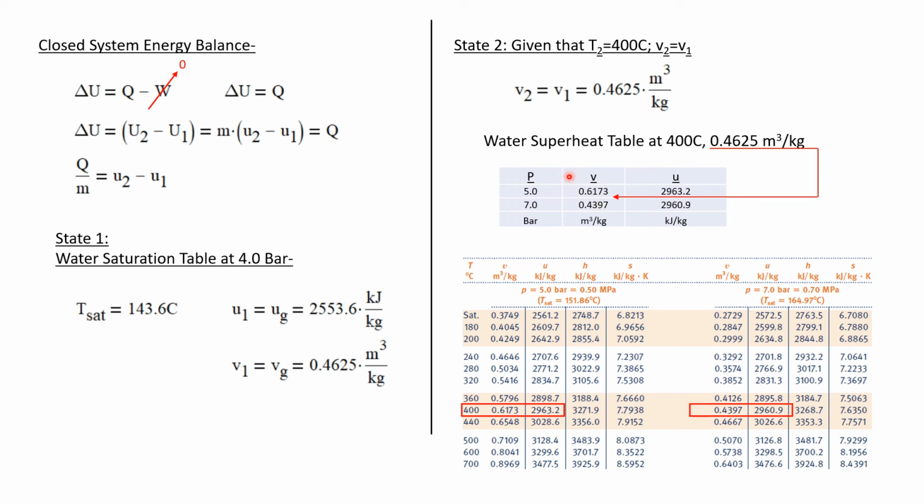And I've rewritten that here. So at the pressure of 5 bar, I have a specific volume of 0.6173, and at a pressure of 7 bar, I have a specific volume of 0.4397. And we're looking for something in between. Well, we need to find the value of the specific internal energy, u. So it's somewhere in between these two values. And so what we're going to do is interpolate using our known value of v to find the value between these two values of u.